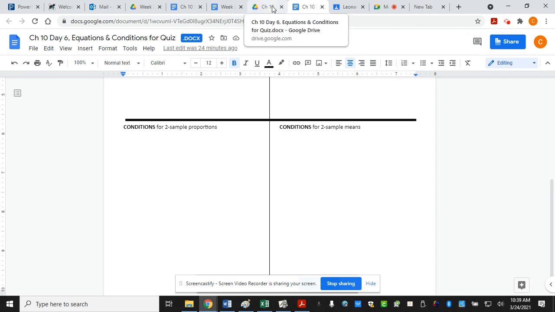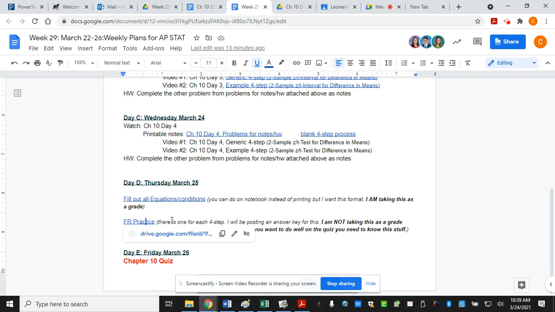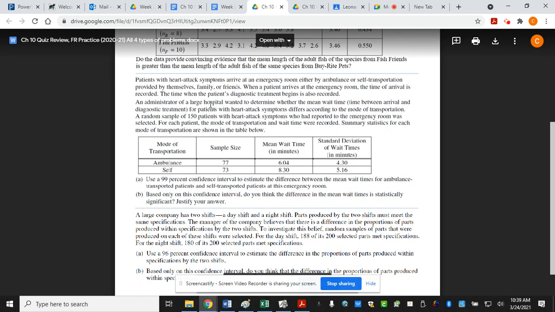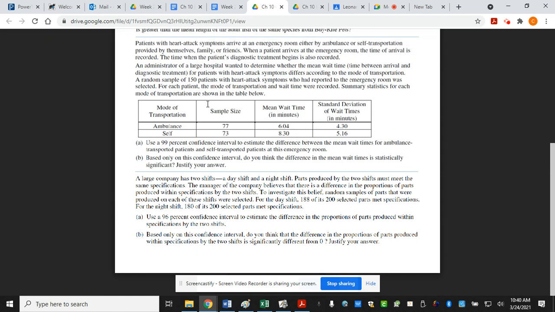The part that should take you a while is the free response practice. There are 4 of them. So there's proportion test, proportion interval, mean test, mean interval. I think that's a lot to require you to do in one night and turn in the next day. I'm giving you all 4. I'm going to give you all answer keys for all 4. I'm not going to take that one as a grade because I think that's a lot for one night.